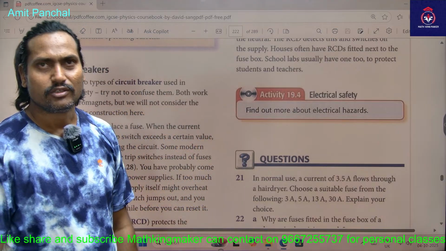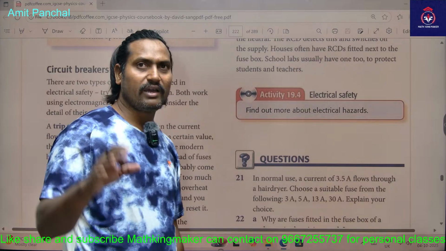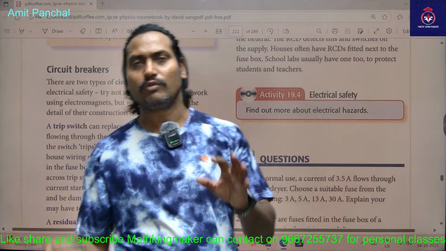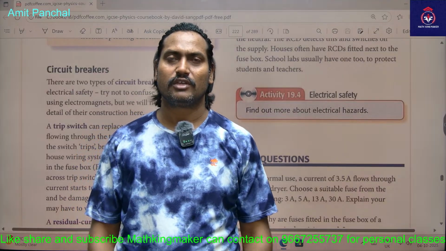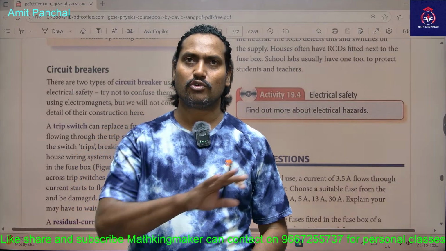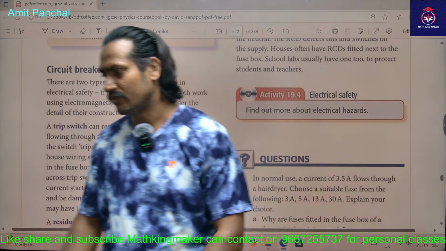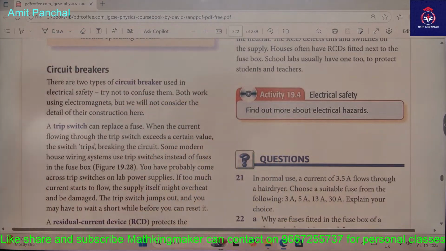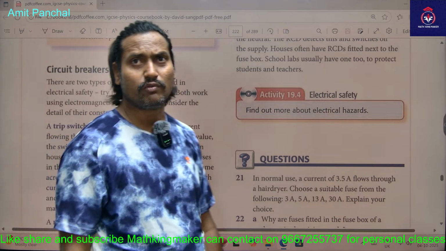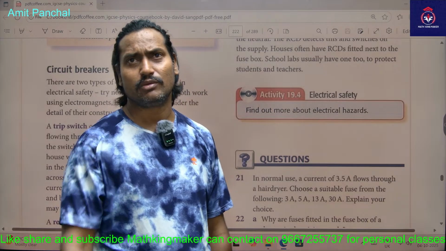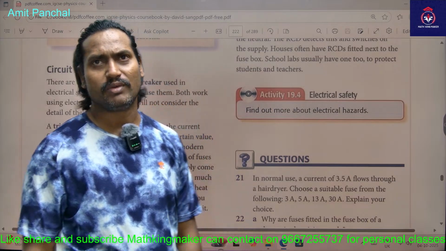So if there is a fire in your house, what will you do? You will just switch off the MCB, the main circuit breaker. It will switch off and cut off all your supply. So whenever there is an electric fire, what will you do first? You will first switch off the MCB, the main circuit breaker.